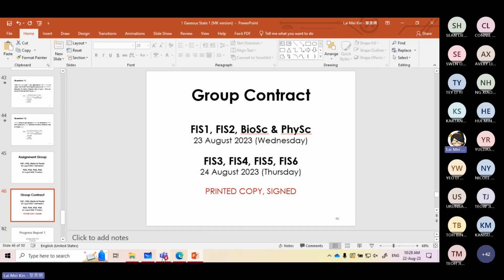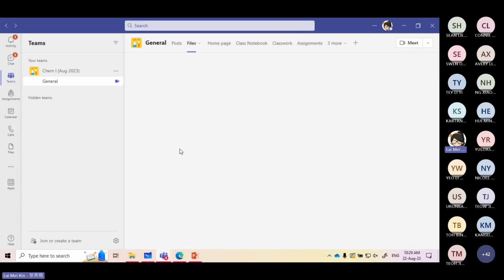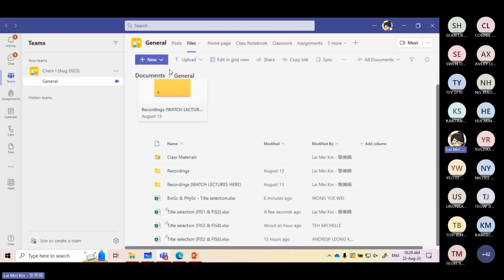Any question, anything you want to ask about this? Where is the file? And the template is right. Under Microsoft Teams, go to Files, Title Selection, FIS1, FIS2. Yes. Any questions? No.